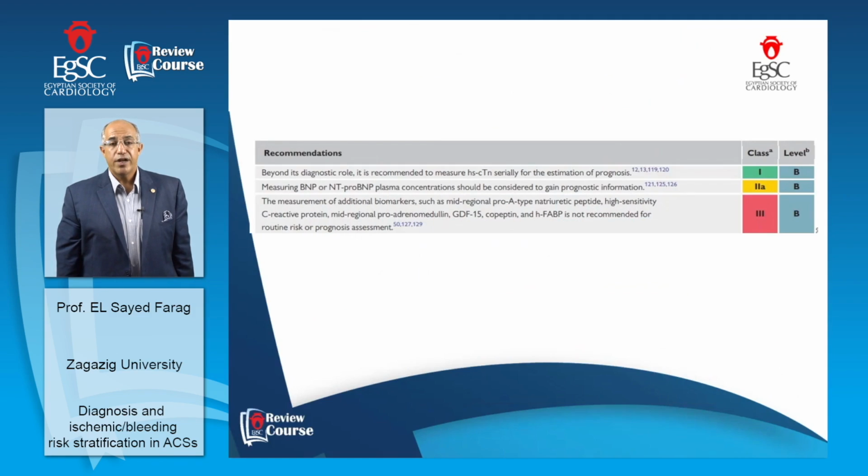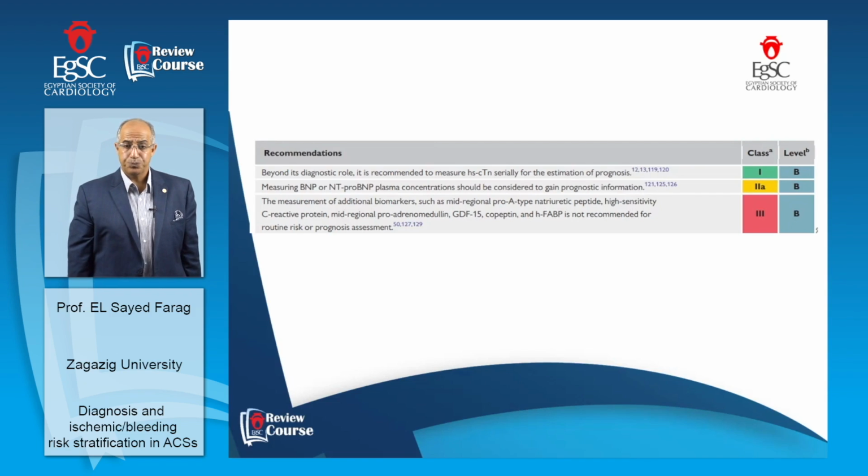And here we come to the recommendations by the latest guideline that go beyond its diagnostic role. It is recommended to measure high-sensitivity troponin serially for the estimation of prognosis, which is class 1, level of evidence B. Also, a new recommendation here is that BNP or NT-proBNP plasma concentration should be considered to gain more prognostic information, with class 2A, level of evidence B.